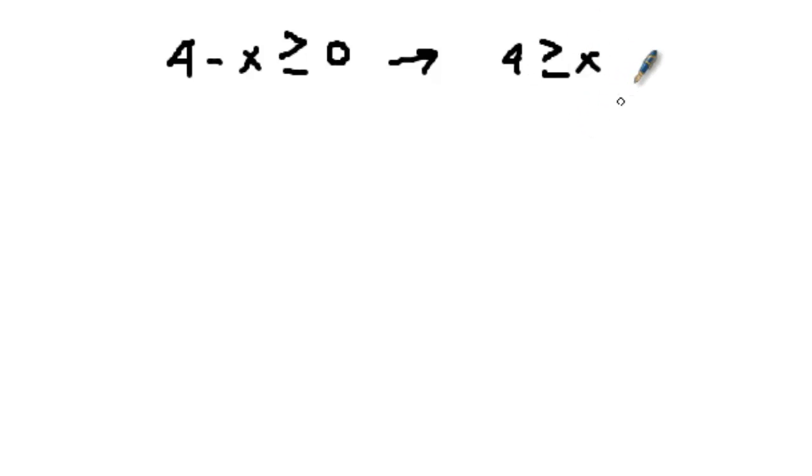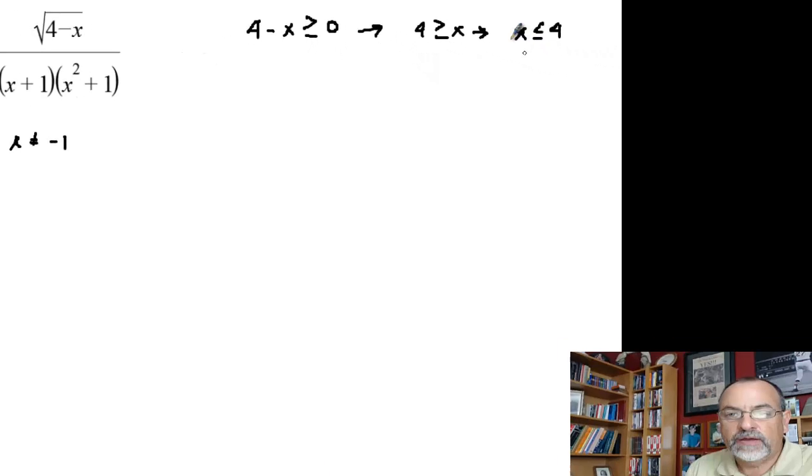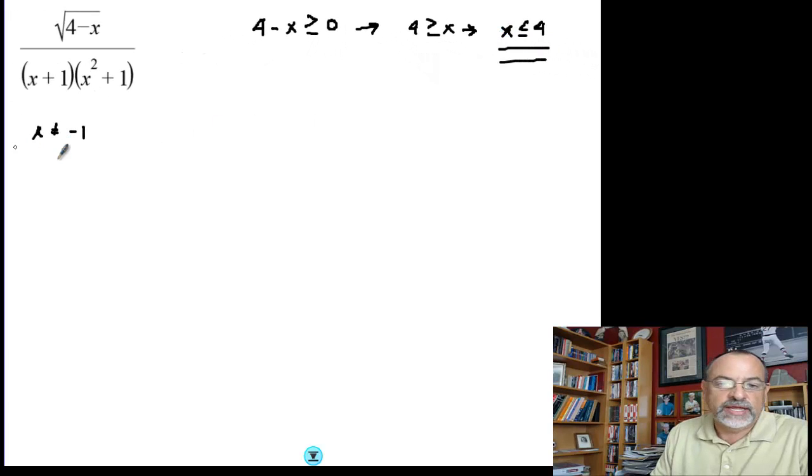Now I'm going to flip this around because it's a little bit easier for me to see: x, because I moved it over here, is less than, flip the sign, 4. So x must be less than or equal to 4. Okay, that's part of my restriction, and x also cannot be -1.